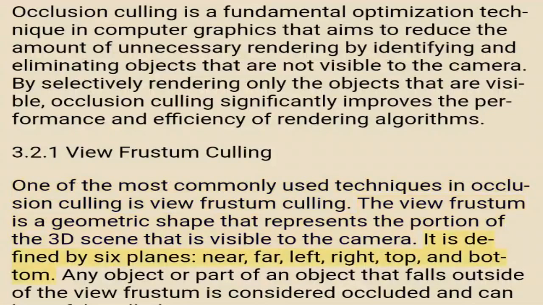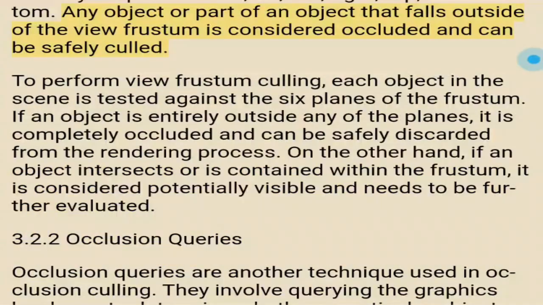It is defined by 6 planes: near, far, left, right, top, and bottom. Any object or part of an object that falls outside of the view frustum is considered occluded and can be safely culled. To perform view frustum culling, each object in the scene is tested against the 6 planes of the frustum. If an object is entirely outside any of the planes, it is completely occluded and can be safely discarded from the rendering process. On the other hand, if an object intersects or is contained within the frustum, it is considered potentially visible and needs to be further evaluated.